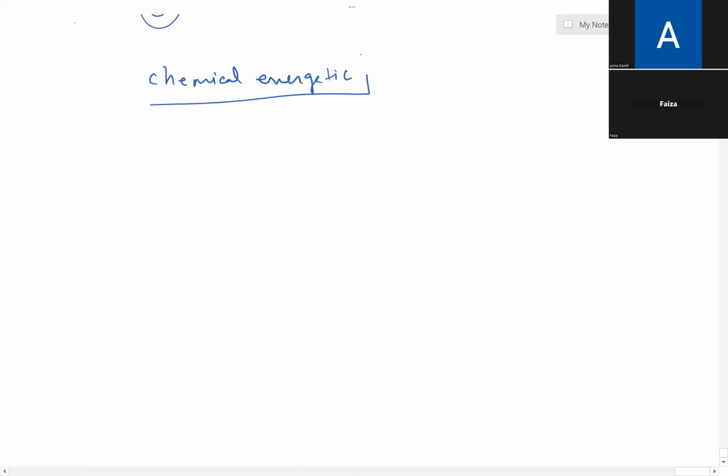Okay. So chemical energetics. Now for chemical energetics, do remember that we are having two types of reaction. One is exothermic reaction and the second one is endothermic reactions. Okay, what is the difference between endo and exothermic reaction?